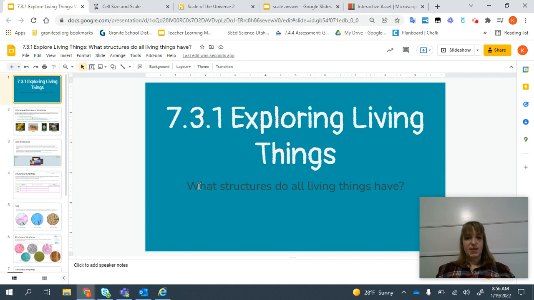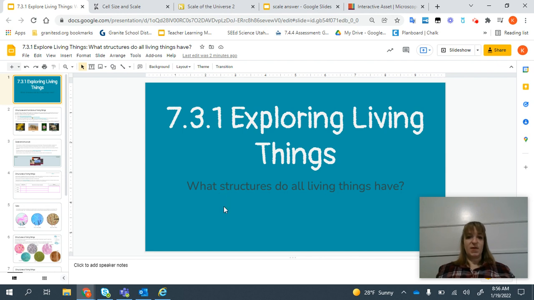And then yesterday, you had a chance to look at what functions living things have, what living things do. So we learned that living things can grow, they can reproduce, they have to consume energy, and they produce waste. So if you remember right, you learned about all of those functions that living things do.